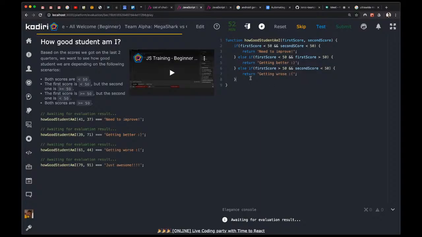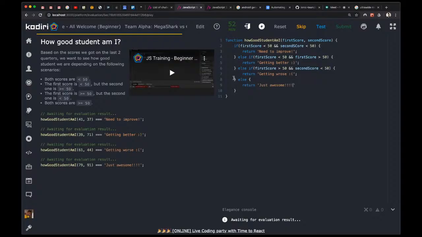And eventually, can anyone tell me what else do I have to type here? Else? Do I have else if? Just else, because that's the final scenario possible, right? If we're still alive here, if the code is still running in this line number 9, that means that both scores are above 50. Not yes, right? This is just awesome, with 4 exclamation marks, yeah?